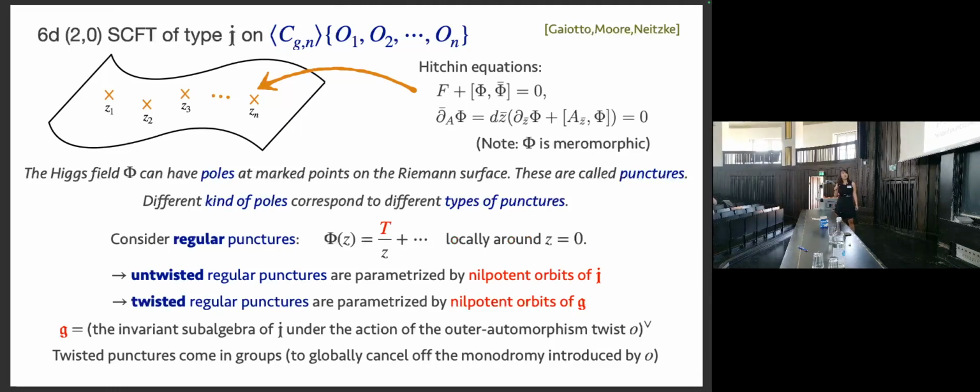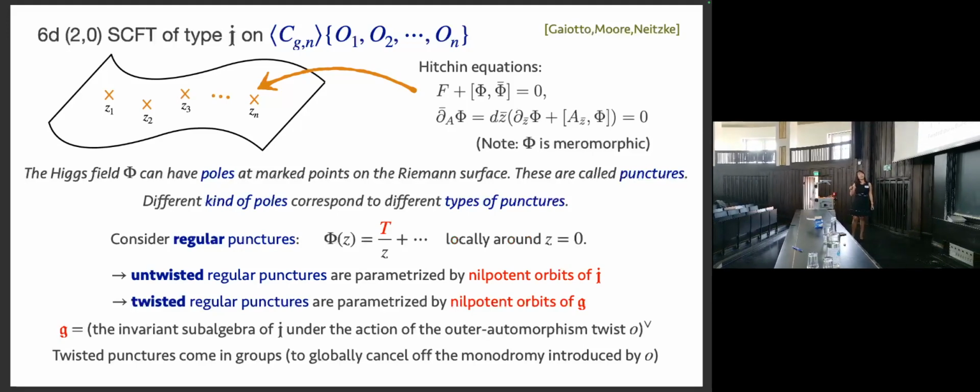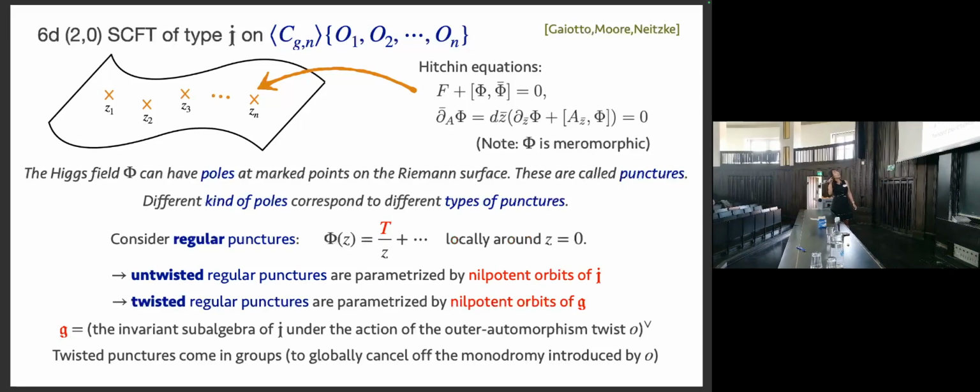First, we call them regular punctures when the Hitchin Higgs field is described at leading order with a 1 over z type of pole. This will depend explicitly on the element t, so that when we're looking at the generic untwisted case, which is the easiest kind, while keeping it regular punctures, then this is explicitly parametrized by the nilpotent orbit of the type that we started with, which I'm going to call J. This nilpotent orbit is really going to correspond to the 6d theory with the gauge group type that we started with.